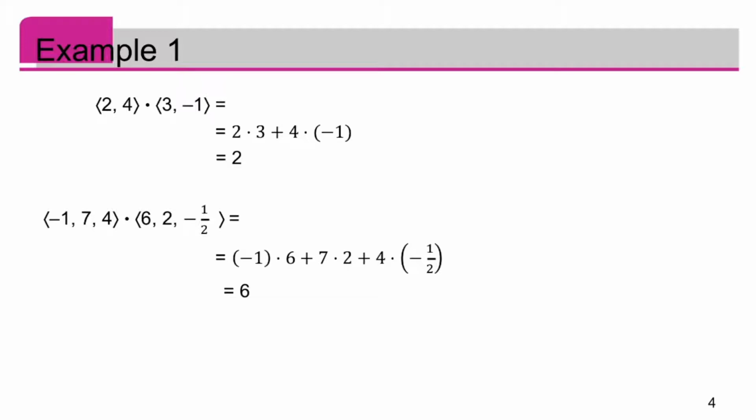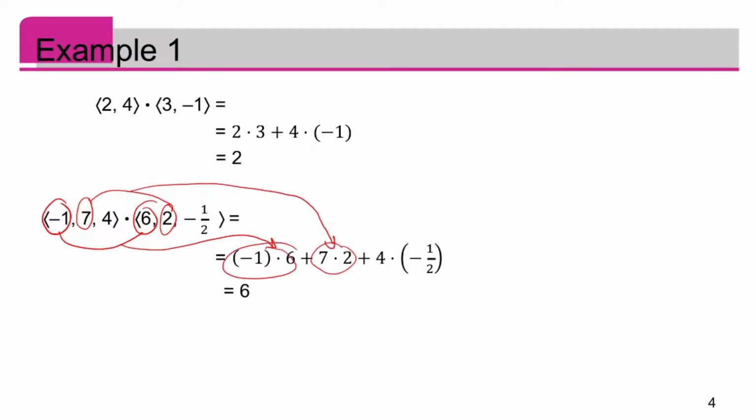Finally, one more example. I can't stress this enough: all you're doing is taking the components and multiplying them together one pair at a time. You see how that works. Then you're adding up the results and you get a single number as your result.